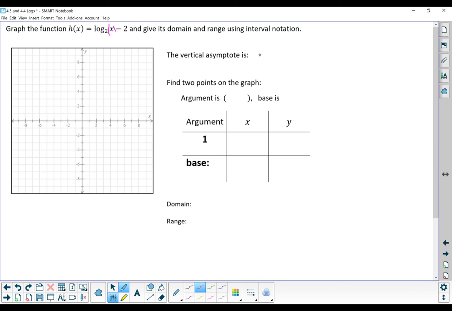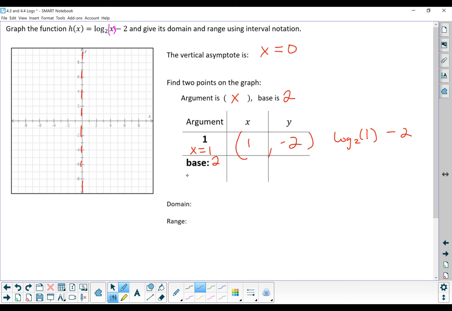So vertical asymptote is from argument equals 0. In this case, our argument is x, so the vertical asymptote is here at 0. The argument is x, and the base is 2. So we first want our argument equal to 1, so that means our x value is 1. If we sub in 1, we get log base 2 of 1, subtract 2. Well, log base 2 of 1 is 0, so this is negative 2.